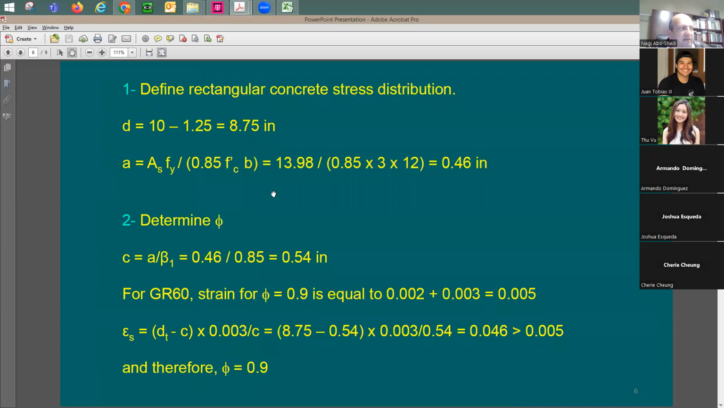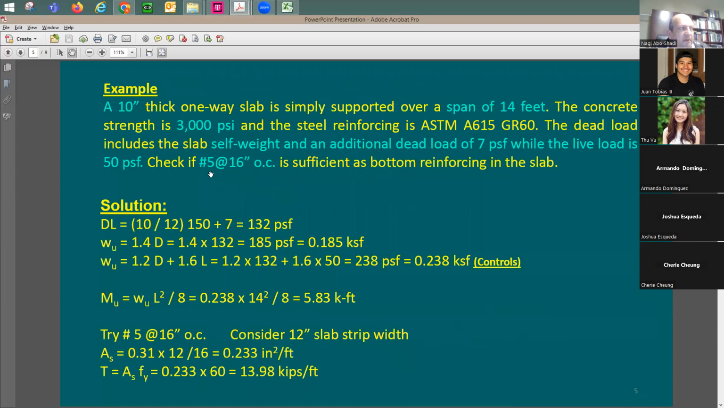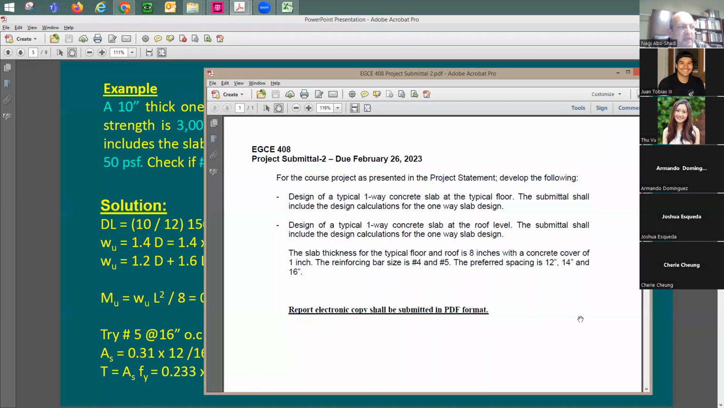So what else do you need to finish this problem? It says here check number 5 at 16. And then the question is, how do you find out AS for number 5 at 16? You find AS for 1 rebar times 12 over 16, which is the spacing. This will be the amount of reinforcement that you have for each 12-inch strip. How about in our case here? It says here, check number 5 and number 4. Preferably the spacing is going to be 12, 14, and 16. So you try. Pick something and prove that it's going to be good enough.